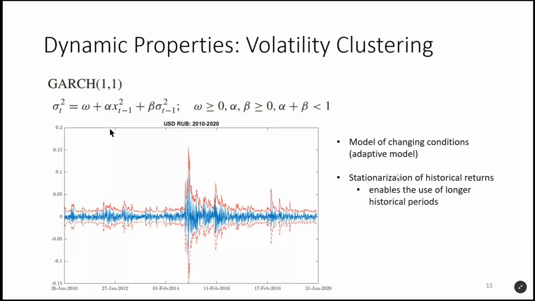And it explains why volatility clustering appears, because future volatility, the variance of the series, increases with the appearance of huge observations.